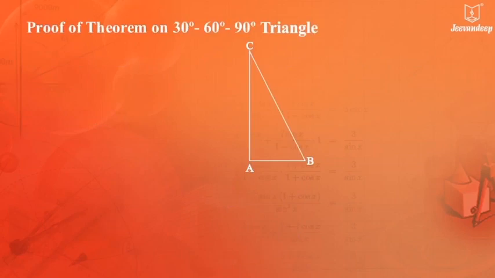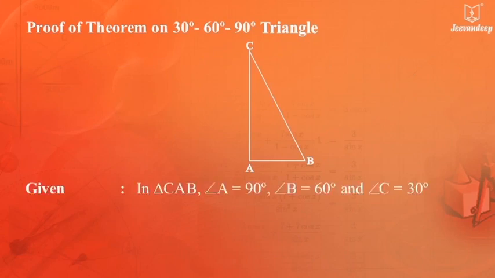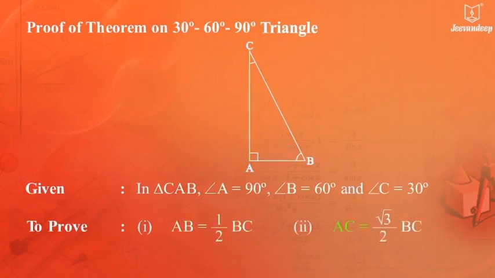Proof of theorem on 30, 60, 90 triangle. Given in triangle CAB, angle A equals 90 degrees, angle B equals 60 degrees and angle C equals 30 degrees. To prove: AB equals half BC and AC equals root 3 upon 2 BC.